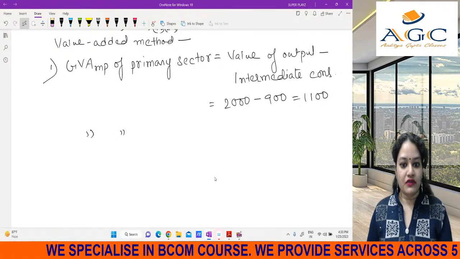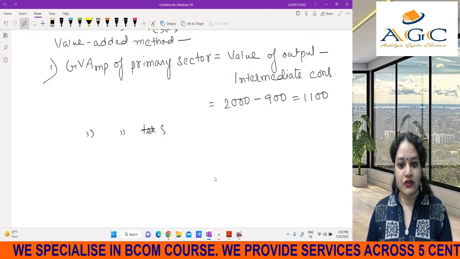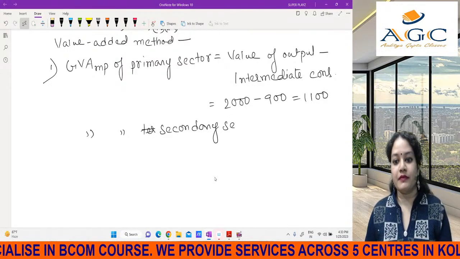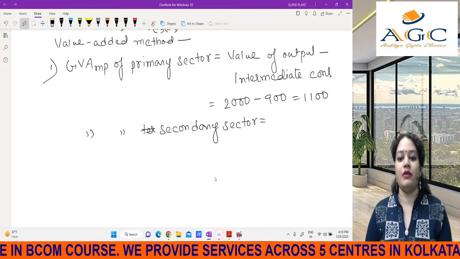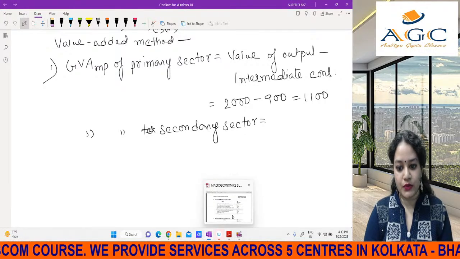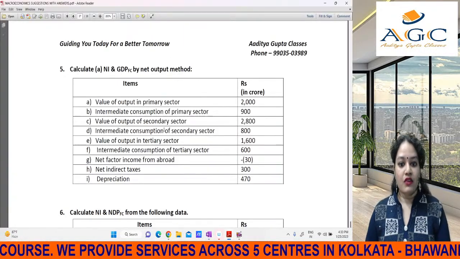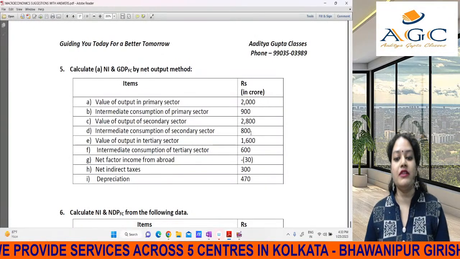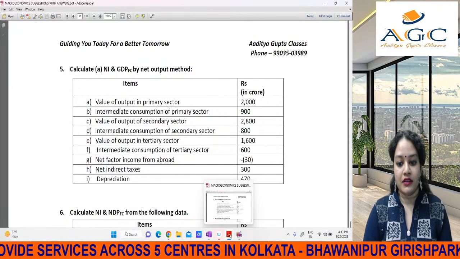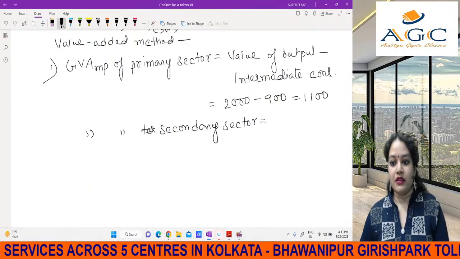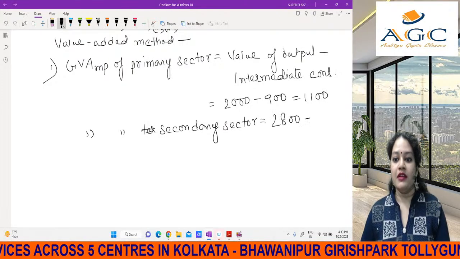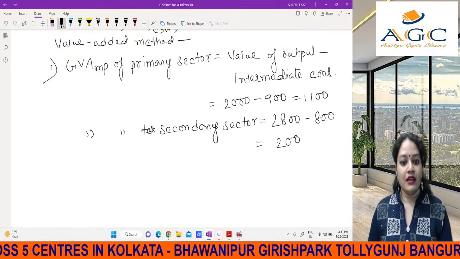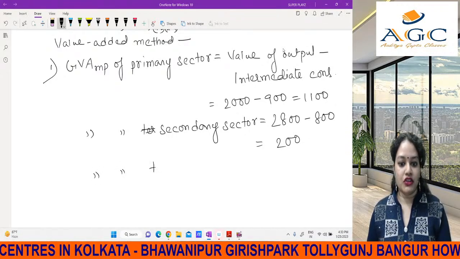Then what do we have to do? GVAMP of secondary sector. The formula would be the same for this one as well. So value of output of secondary sector is 2800 and intermediate consumption of secondary sector is 800. So 2800 minus 800, right? We got 2000.